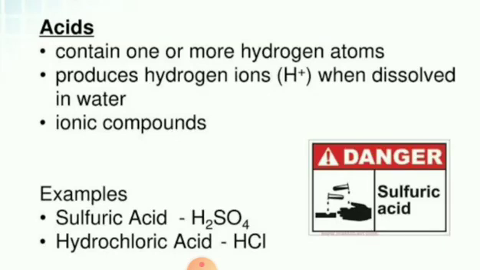So an acid contains one or more hydrogen atoms. The acid produces hydrogen ions when dissolved in water. So these are ionic compounds. For example, sulfuric acid, hydrochloric acid. Both substances have an excess of hydrogen ions. When these substances dissolve in water, they release hydrogen ions. So it is called acid.